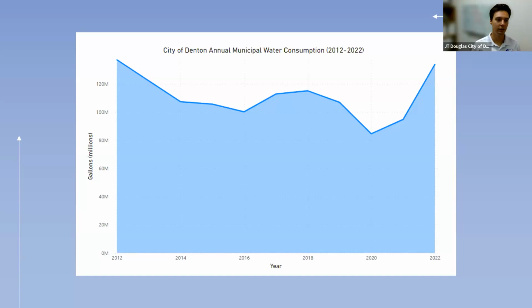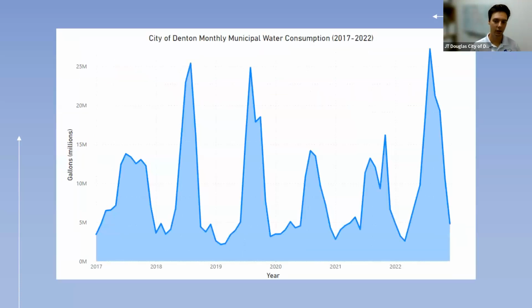So that's pretty good. But we want to make sure that we're getting the right information out of this. So let's change it up a little bit. So this looks pretty different. So let's take a look at the title and figure out what happened there. So this is exactly the same information, but now we're taking a look at the city of Denton monthly municipal water consumption. And this tells a very different story, right?